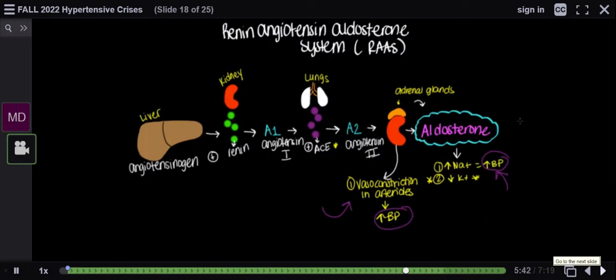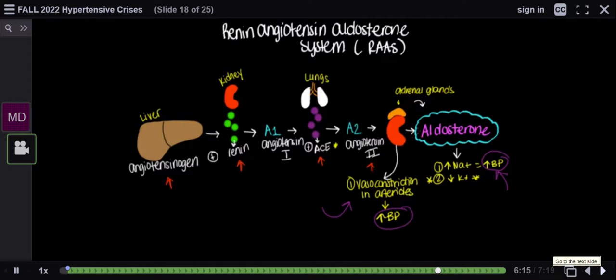So let's go through that again. First thing, let's make a color so we can look at it. Let's do red. Liver releases angiotensinogen, right? In response to that in our bloodstream, the kidney releases renin. Renin and angiotensinogen together make angiotensin 1. When that reaches our lungs, they are going to release ACE. ACE and angiotensin 1 make angiotensin 2.